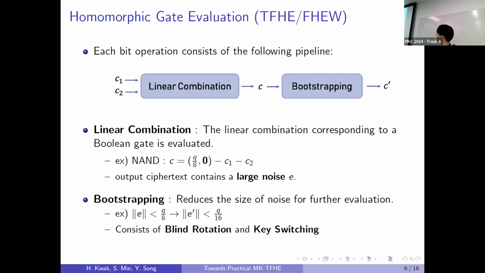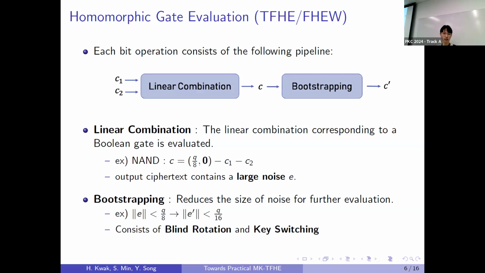Now let's see how one can evaluate a binary gate homomorphically in the TFHE scheme. For two input ciphertexts C1 and C2, we first compute a linear combination of those two ciphertexts with respect to the Boolean gate we want to evaluate. So for example, if you want to evaluate an AND gate, you can compute Q over 8 minus C1 minus C2. Then this is a valid ciphertext which encrypts the result of the gate evaluation.